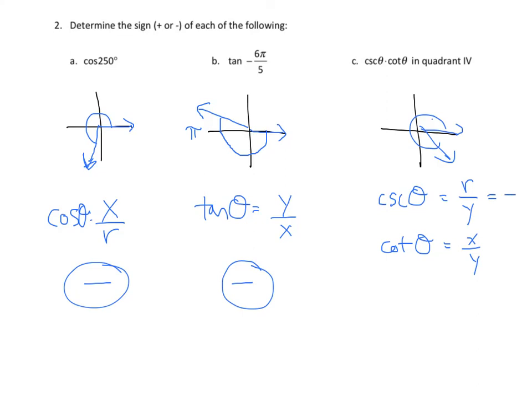R is positive always. And then cotangent theta, x is positive and y is negative, so this comes out to be negative. And if I multiplied cosecant theta times cotangent theta, I'm multiplying a negative times a negative, which would give me positive overall.